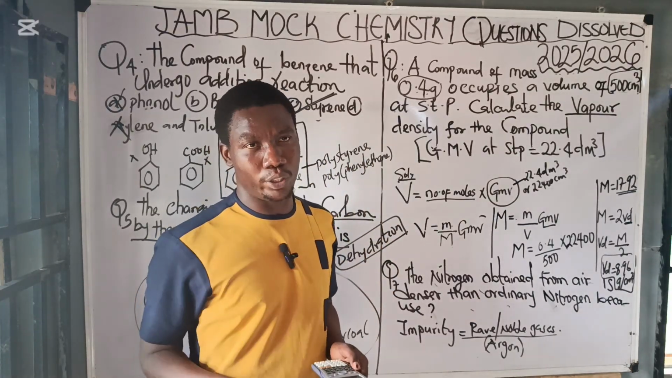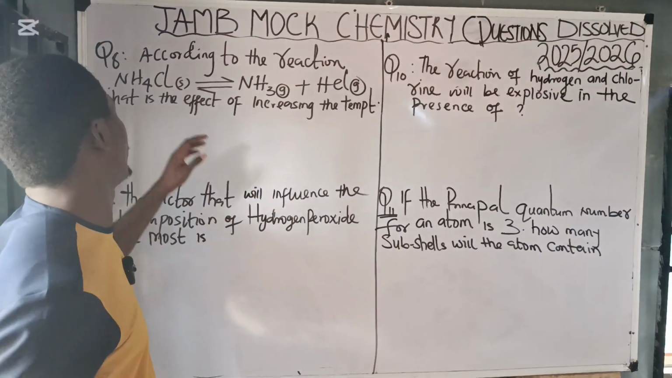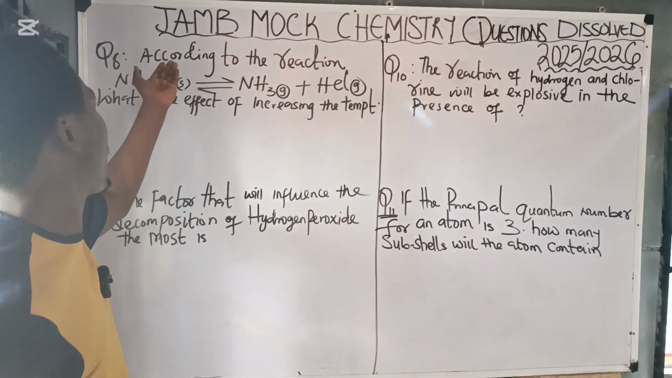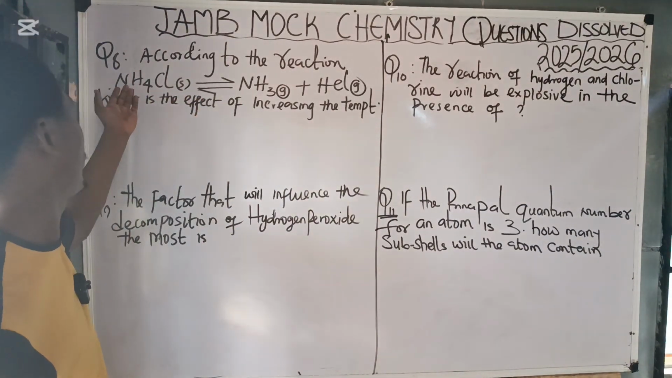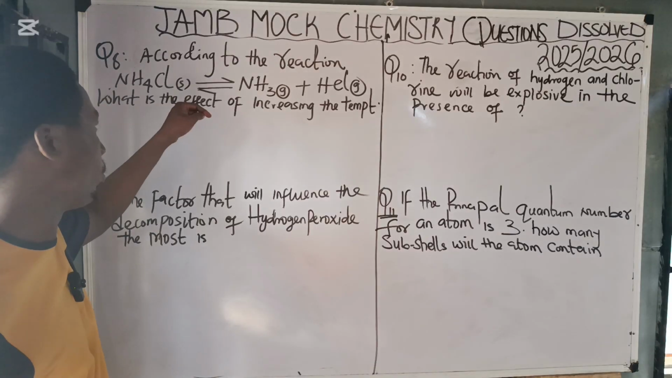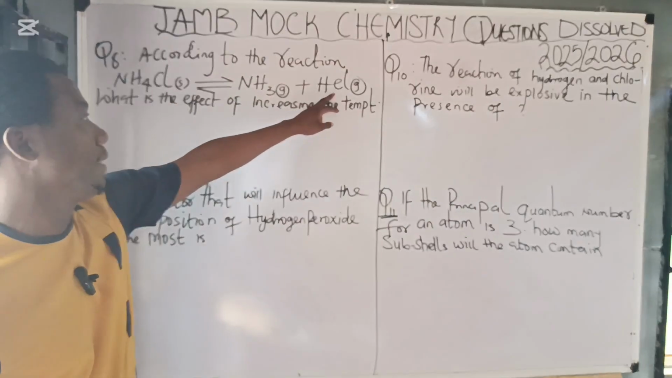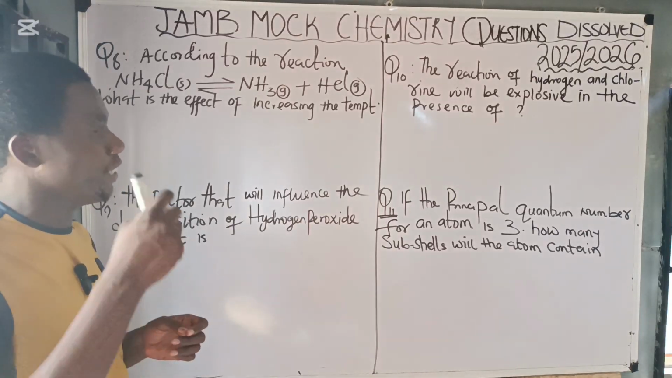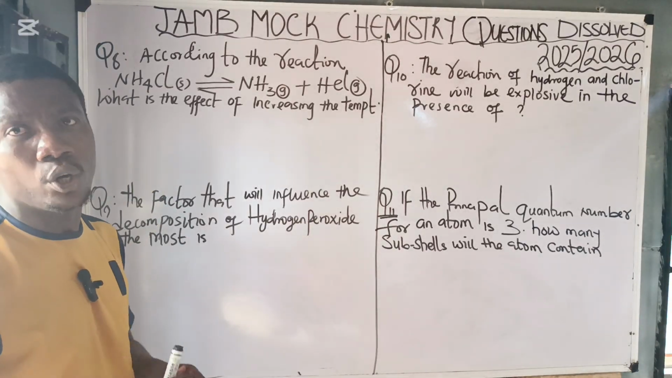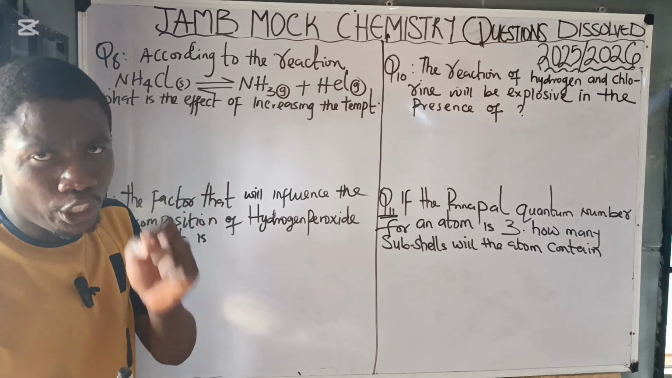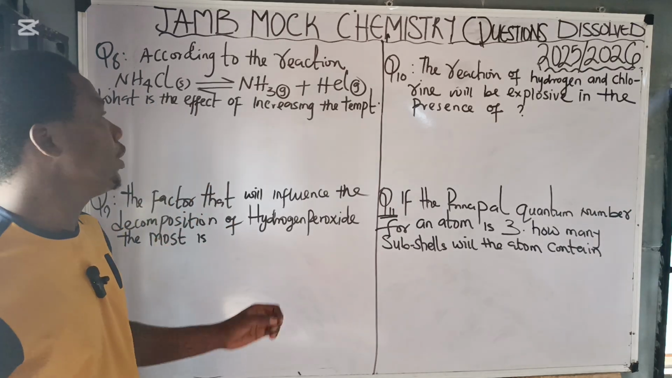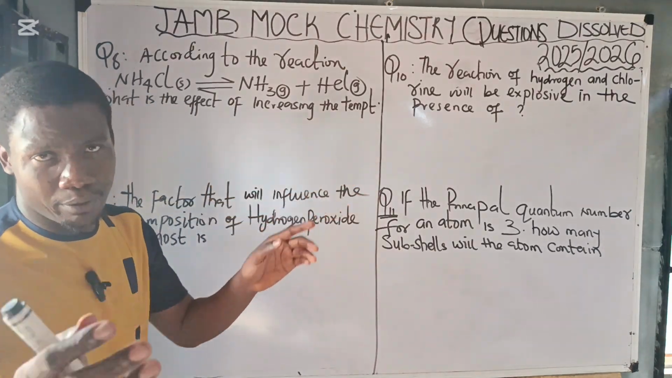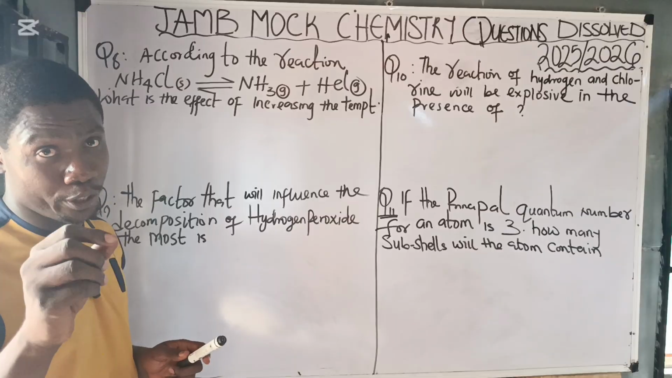Now let's take more questions. Now let us take question number 8. According to the reaction, ammonium chloride decomposed to give us ammonia and hydrogen chloride. What is the effect of increasing the temperature? What will be the effect in the equilibrium reaction if the temperature is increased? Now let's take a look at this question carefully.